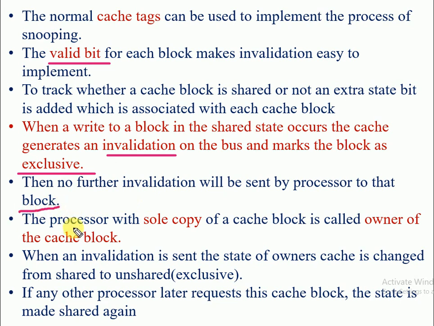Currently, the processor with the sole copy of a cache block is called the owner of the cache block. So whichever processor is doing that exclusive write will be having the sole copy of the cache block. So when an invalidation is sent, the state of the owner's cache is changed from shared to unshared. Similarly, if any other processor later requests this cache block, the state is made shared again. So until no other processor is giving a request, it will be in unshared mode. Whenever somebody is giving a request to that particular data, it will be changed into a shared state.